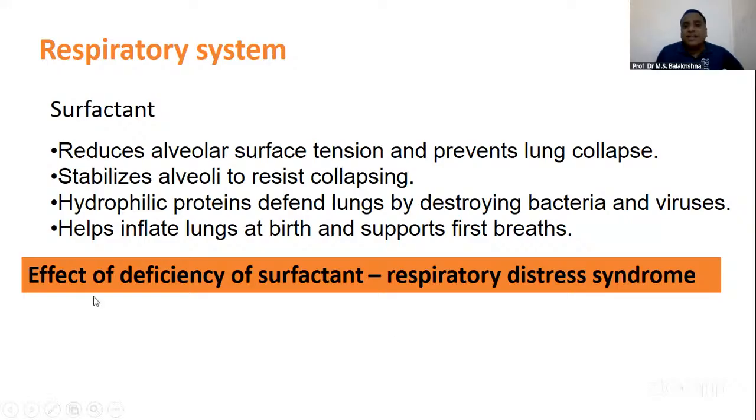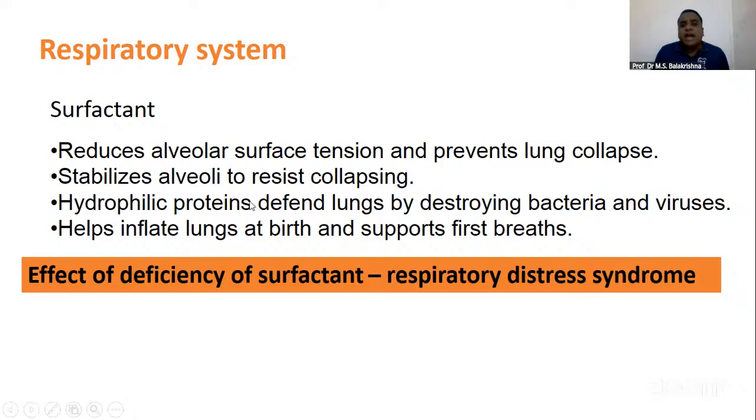So what does the surfactant do? Surfactant reduces the surface tension between the alveoli, and it prevents lung collapse. Otherwise, the lung is like a balloon. If surfactant is not there, the air will fizzle out and it will just collapse like a tire puncture. The second function of surfactant is that it stabilizes the alveoli to resist collapsing. It will not let it collapse.